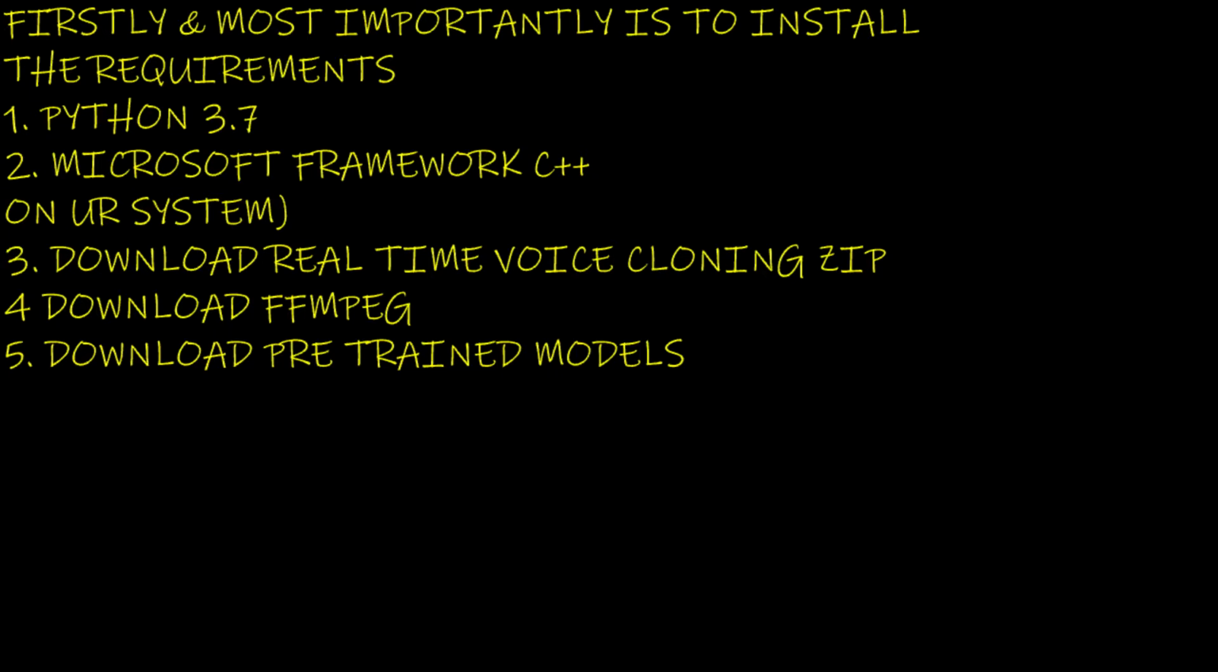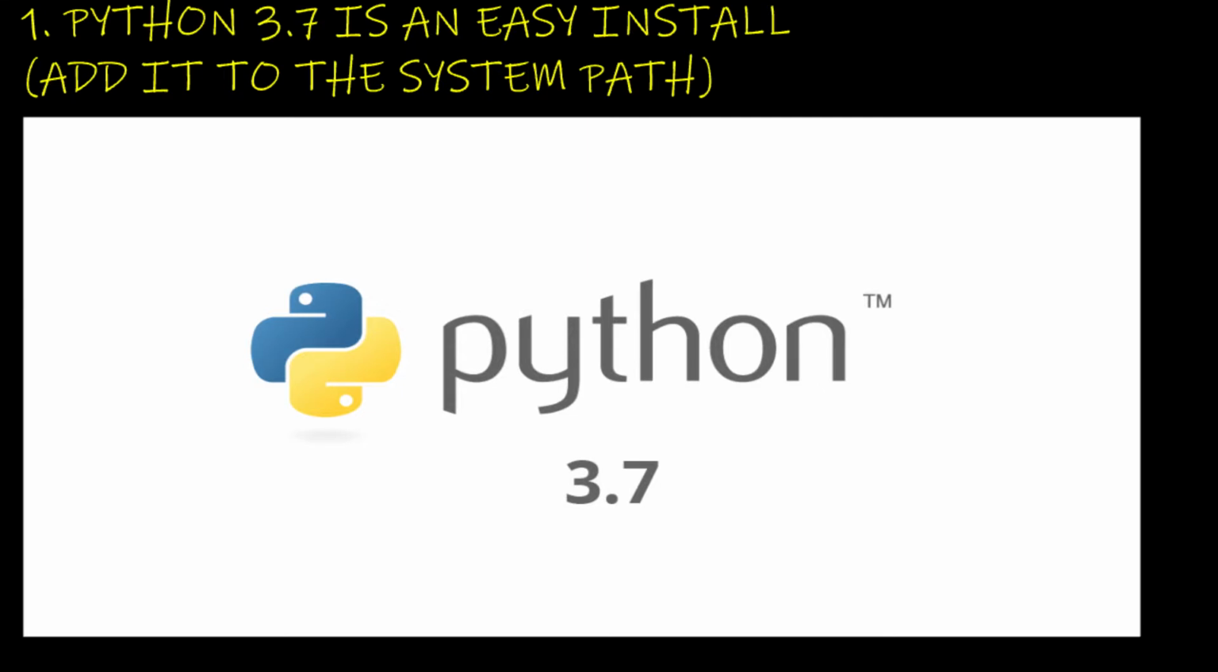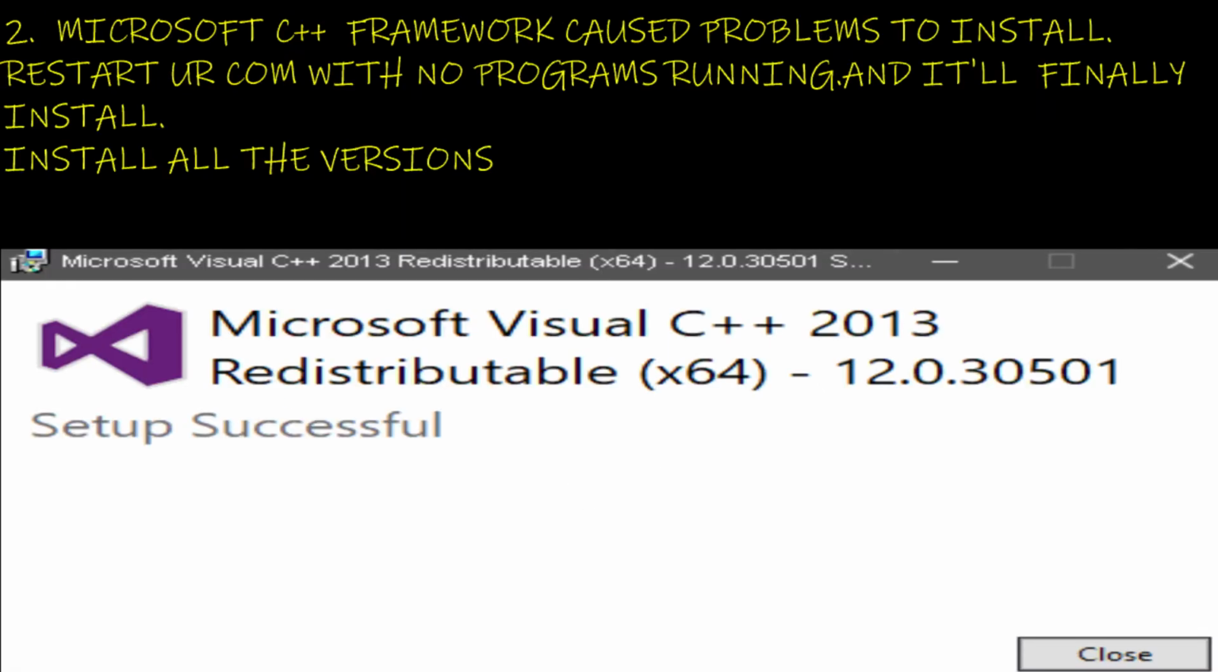Firstly and most importantly is to install the requirements. Python 3.7 is an easy install. Add it to the system path. Microsoft C++ framework caused problems to install. Restart your computer with no programs running and it'll finally install.